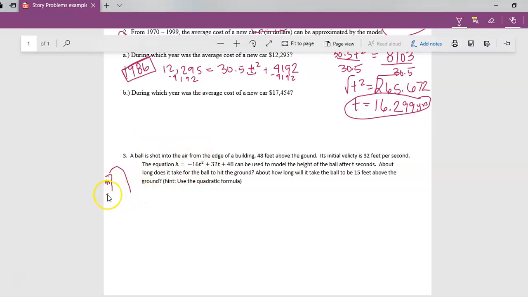So I could think of this axis as the time, and I could think of this axis as the height. We want it to start as it throws up here. Okay, about how long does it take the ball to hit the ground? So again, if the ball hits the ground, the height is going to be equal to 0. So I'm just going to set my equation equal to 0.